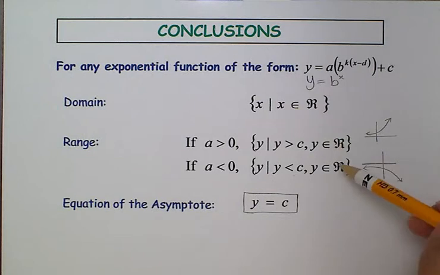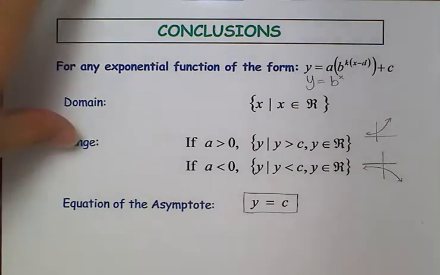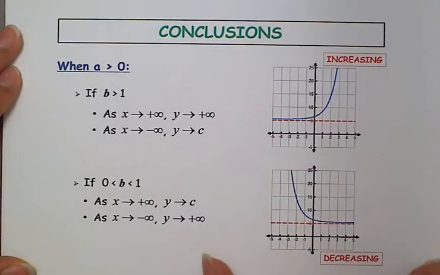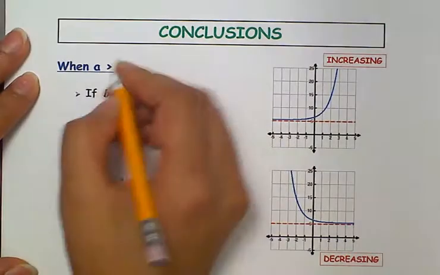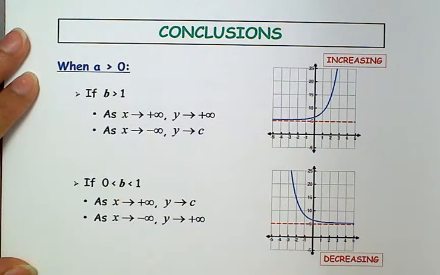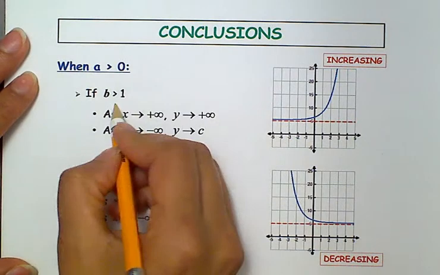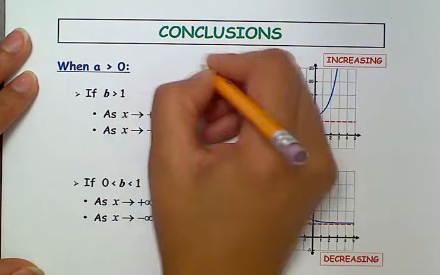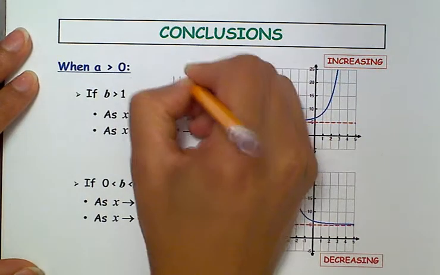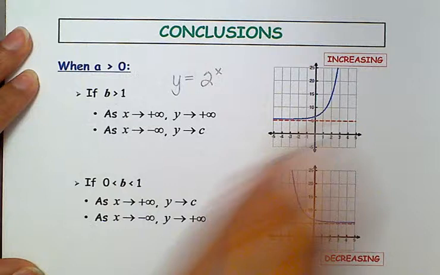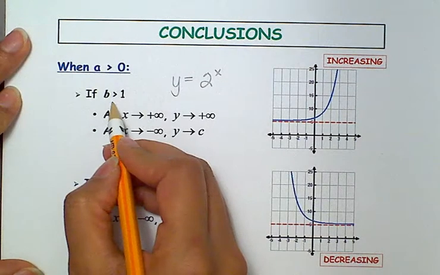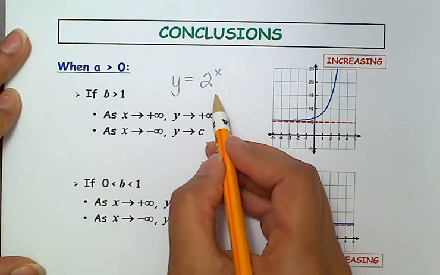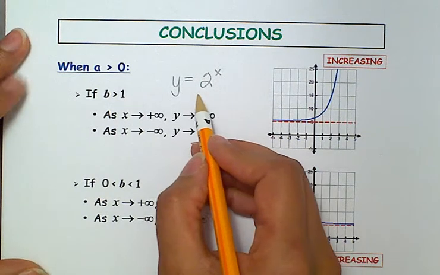Okay? So when the value of a is greater than 0, what this means is that there's no reflection, so a is positive only. If the value of b is greater than 1, then you're still going to expect a graph that is increasing. So an example of this is y equals 2 to the exponent x, okay? So if the value of the base is greater than 1, then the entire graph will be above the asymptote because there was no reflection in the first place.